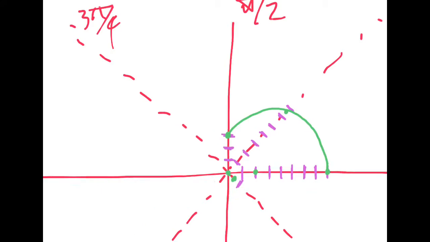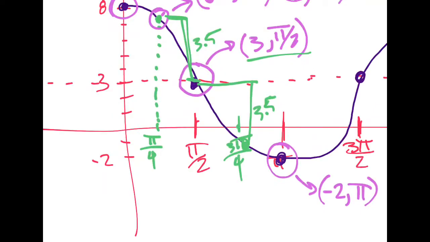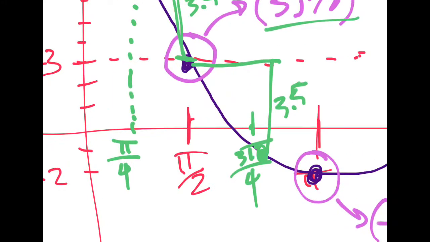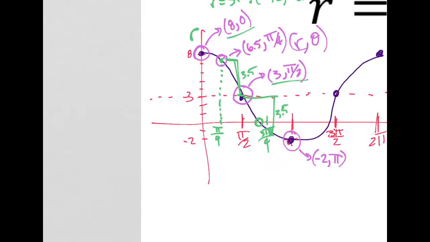There's one other important piece on this graph that we should make note of. We should notice that we have a 0 right there. We have a spot where the radius is 0. Now think about where on here a point would correspond to a radius of 0.